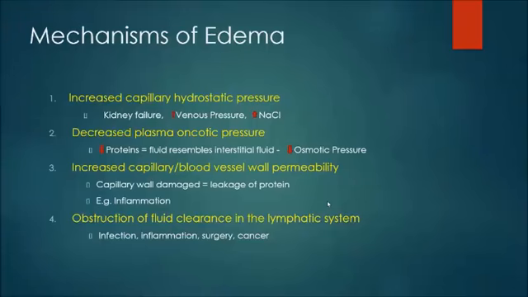get a leakage of proteins, which can occur with inflammation or infection. And the fourth is blockage or obstruction of fluid clearance in the lymphatic system, and this can occur from infection, inflammation, surgery, or cancer.